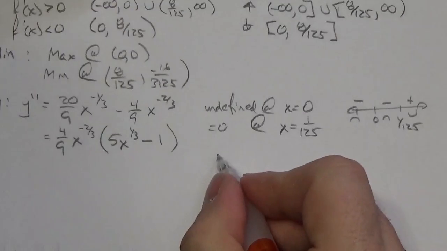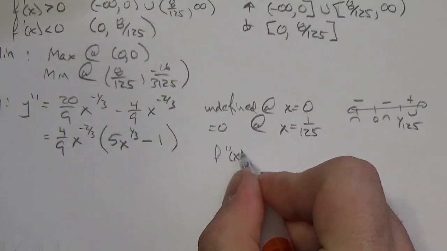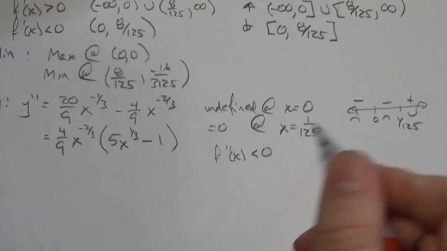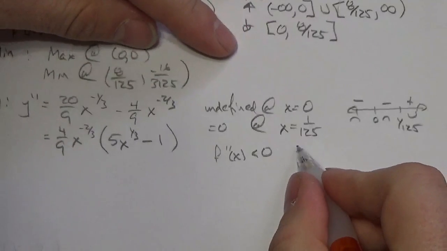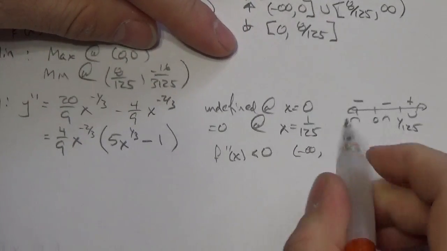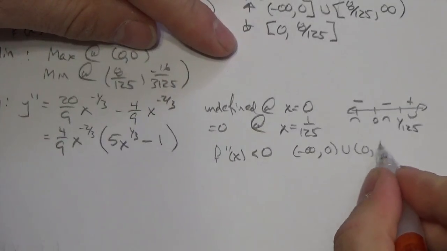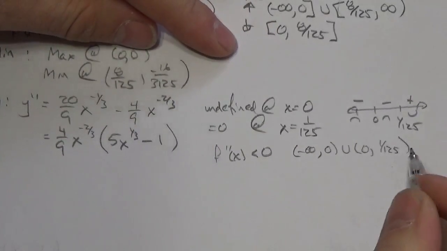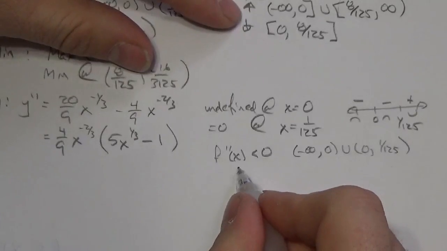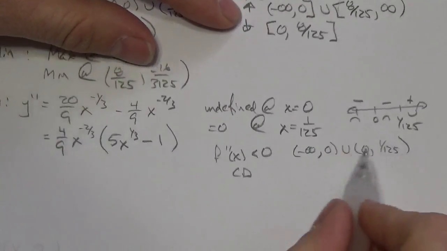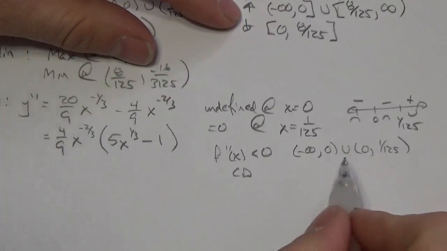So what we're getting here is that the second derivative is going to be negative on the interval negative infinity to 0, union 0 to 1 over 125, which means this thing is going to be concave down. Now bear in mind, it was undefined at 0.